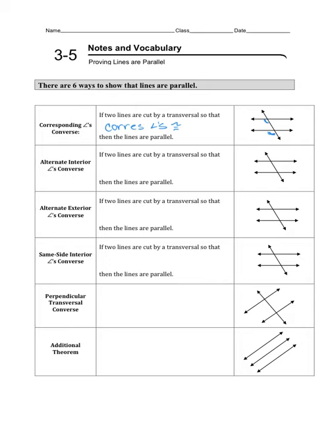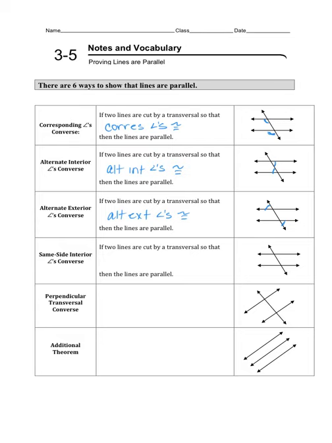Alternate interior angles: yesterday was if the lines are parallel, then alternate interior angles are congruent. Today says if alternate interior angles are congruent, then the lines are parallel. So alternate interior angles are inside the lines, but on opposite sides of the transversal. So one is on the right-hand side, one's on the left-hand side. Yesterday was if the lines are parallel, then alternate exterior angles are congruent. So today is if alternate exterior angles are congruent, then the lines are parallel. So again, alternate exterior angles are going to be outside your lines on opposite sides. So we've got one on the left, one on the right, but outside the lines.